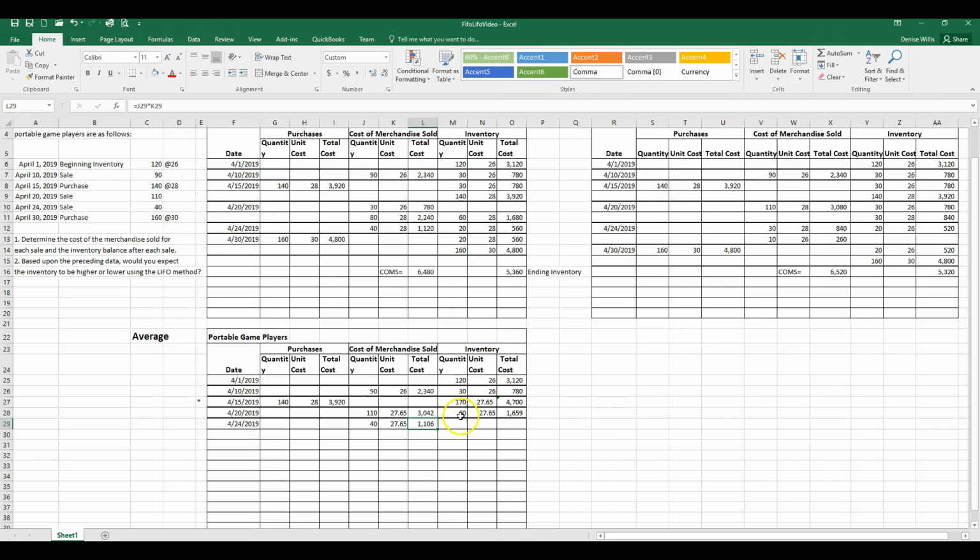Now, let's update our inventory. We had 60 items. We just sold 40. So now we have 20 items left. They cost $27.65 a piece. So the value here is 20 times $27.65. Ending inventory is now $533. So that right there ends the 24th. Now, we're going to get to the 30th.